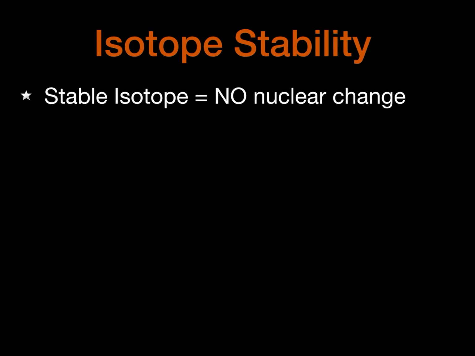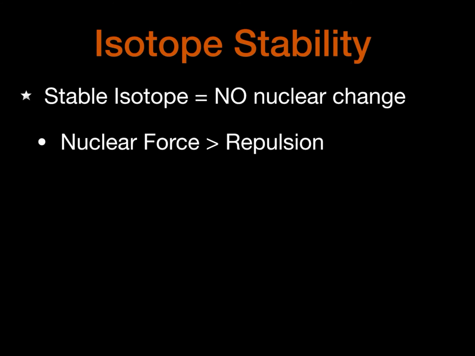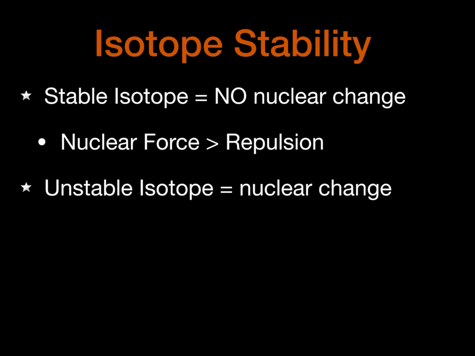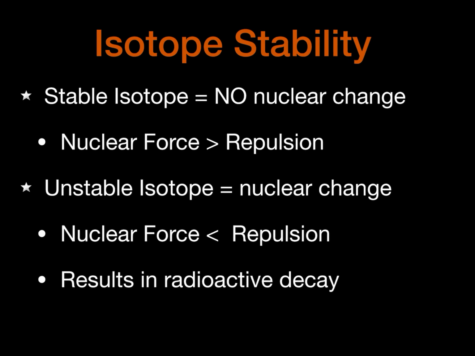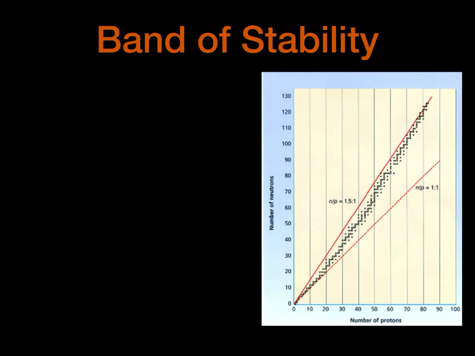And so when we're talking about isotope stability, stable isotopes that do not undergo nuclear change have nuclear force that's greater than the repulsion force, and unstable isotopes that undergo nuclear change or become radioactive have a repulsion force that's greater than the nuclear force. And that ends up resulting in radioactive decay in order to become more stable. And so that's what happens. Radioactive isotopes will decay until they get to be stable isotopes.